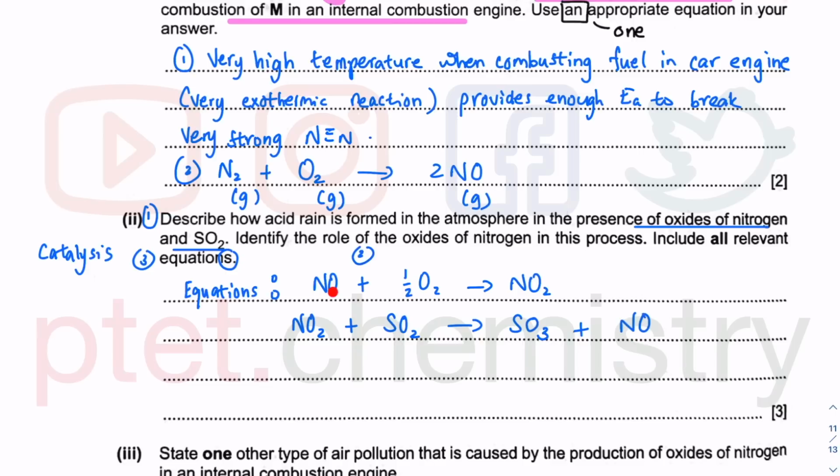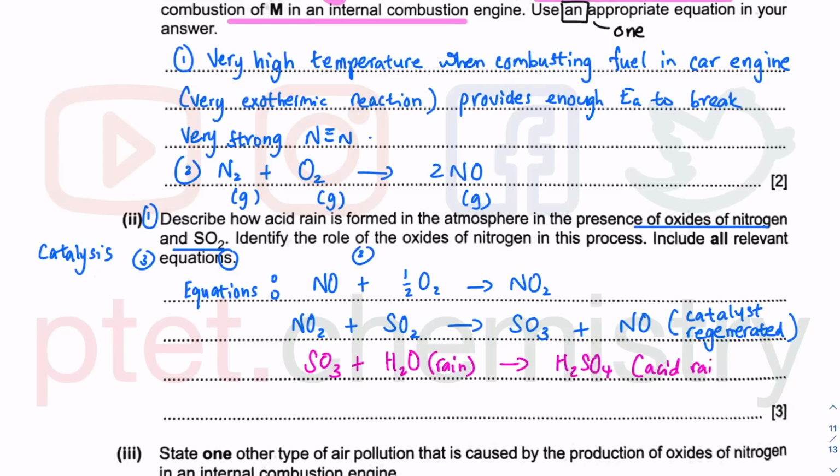But we started from NO, and we end up with NO, so we can see that the catalyst is regenerated. The catalyst is reformed at the end of the reaction. It is not used up in the reaction. But of course, we are talking about the formation of acid rain. The formation of acid rain will then continue from SO3 plus H2O, your rainwater, and this will become H2SO4. This is your acid rain. Just like the equation you expect from the oxide of sulfur, SO3, sulfur trioxide in water, giving you the sulfur plus 6 in the sulfuric acid.